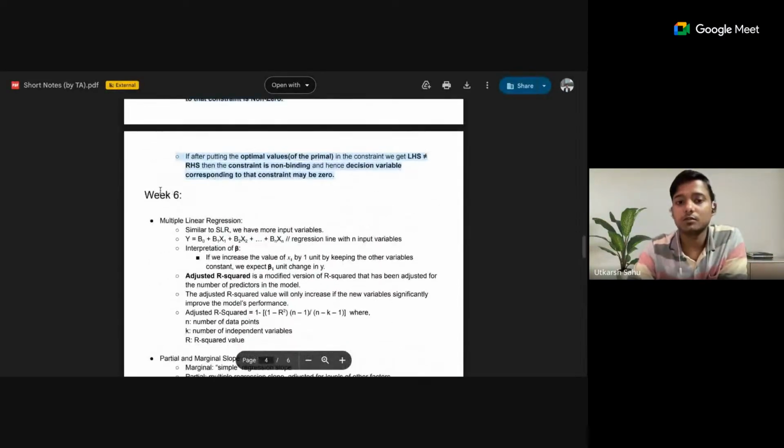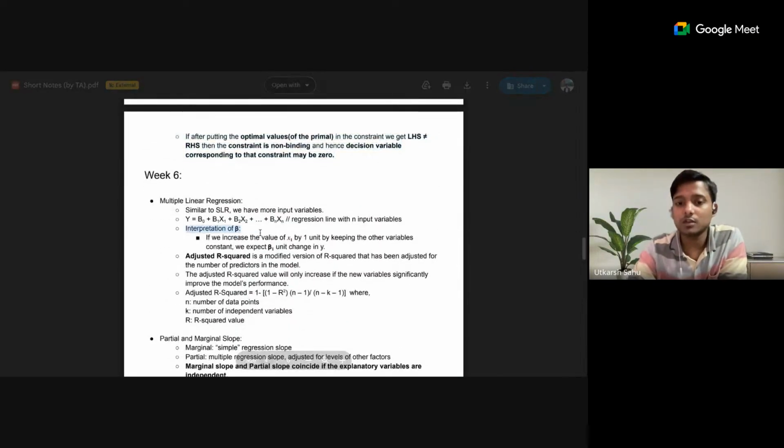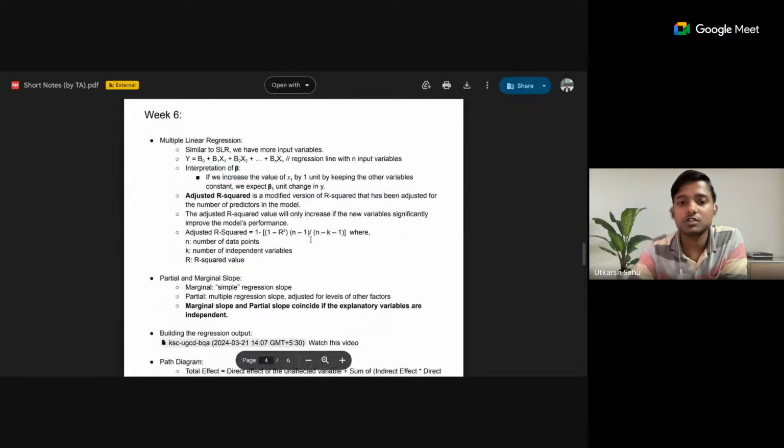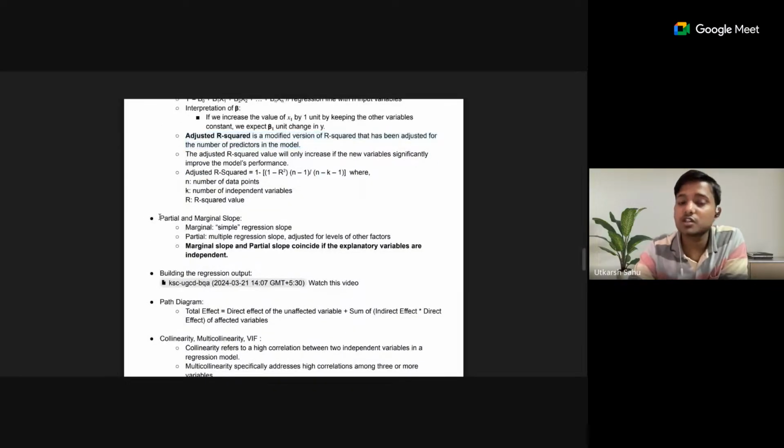Coming to this one, week 6. Interpretation is very important. What is B1, what is B2, etc. So this one, adjusted R square also. And where was this one? Partial and marginal slope. So marginal is basically the simple regression wala slope. Partial is the multiple regression wala slope. Basically when you have more factors, that is partial slope.